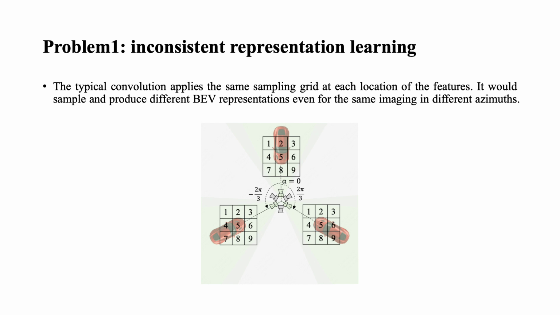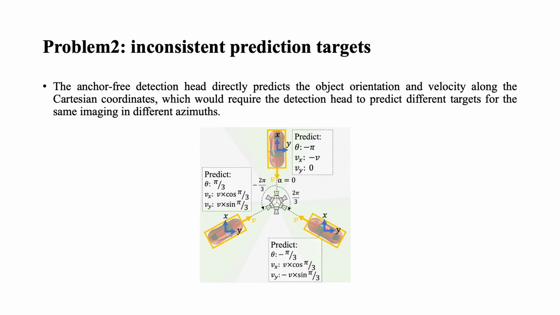The first problem is the typical convolution applies the same sampling grid at each location of the features. It would sample and produce different BEV representation even for the same imaging in different azimuths. The second problem is the anchor-free detection head directly predicts the object orientation and velocity along the Cartesian coordinates, which would require the detection head to predict different targets for the same imaging in different azimuths.